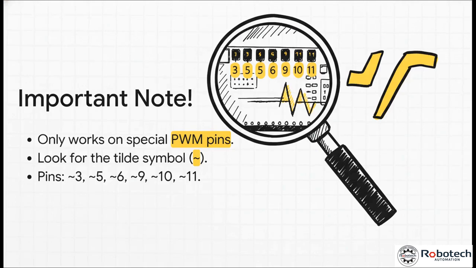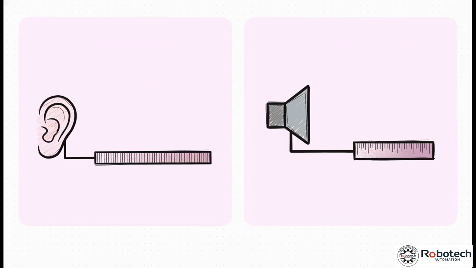But here's a super important detail you absolutely need to know. analogWrite doesn't use those analog input pins. Nope, it only works on very specific digital pins, the ones marked with that little squiggly line, the tilde. These special pins can do something called Pulse Width Modulation, or PWM. It's this really clever trick where the pin just turns on and off incredibly fast to create the illusion of a variable voltage.